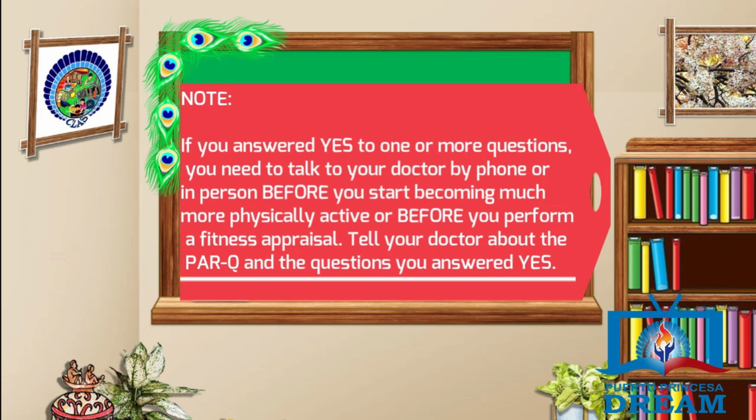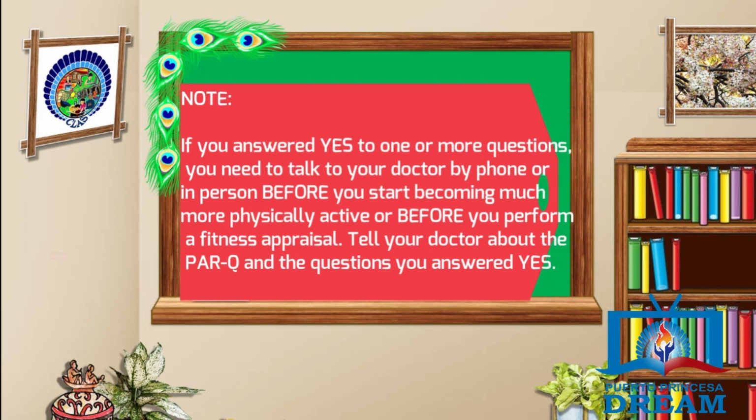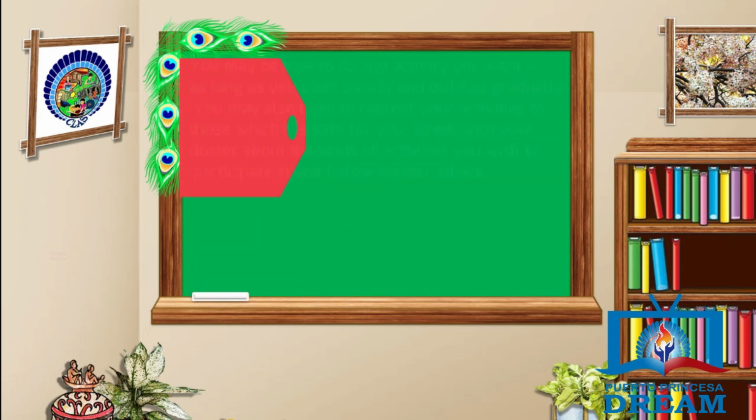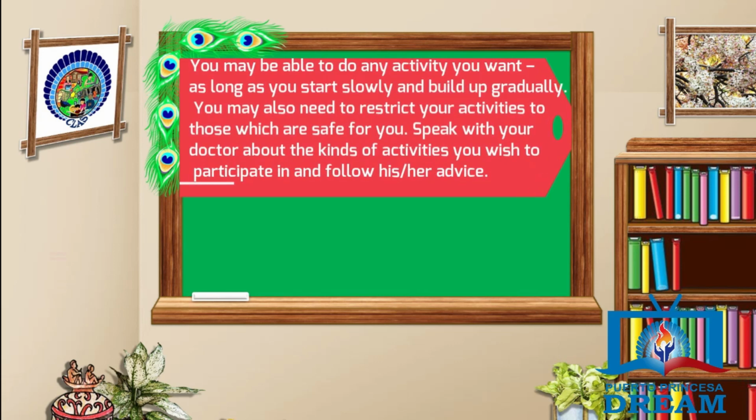If you answered yes to one or more questions, you need to talk to your doctor by phone or in person before you start becoming much more physically active or before you perform a fitness appraisal. Tell your doctor about the PARQ and the questions you answered yes. You may be able to do any activity you want, as long as you start slowly and build up gradually.